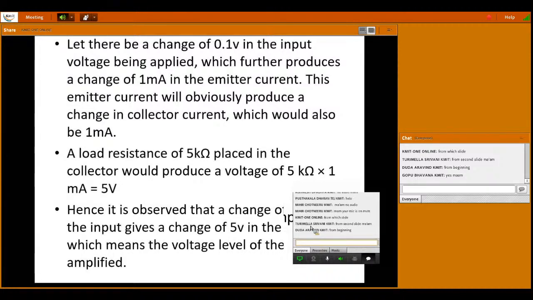Simple definition: a small change in the input voltage can cause a large change in the output voltage. The change in output voltage is large at the output, hence it is termed a voltage amplifier. Is it clear, everybody?